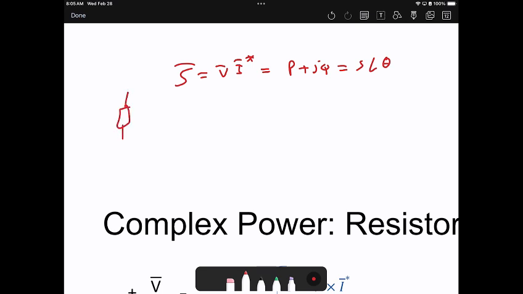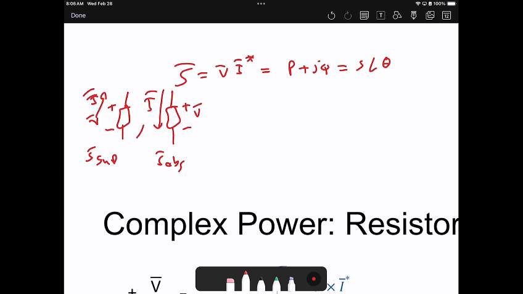If you see the element, and the current is leaving the positive part of the voltage polarity, then this is S supplied power. While if the current is entering the positive, then S is absorbing power. So we know this from the power analysis. Here, we just apply it for the complex power. The second thing is that we can apply it for the voltage source and the current source.